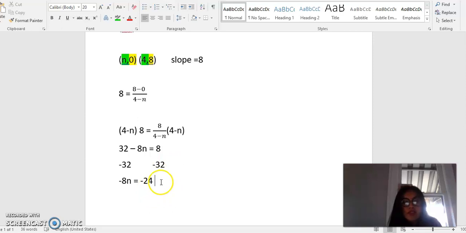So I have to do the opposite of multiplication, which is division. So I'm going to divide by 8. Divide by 8.